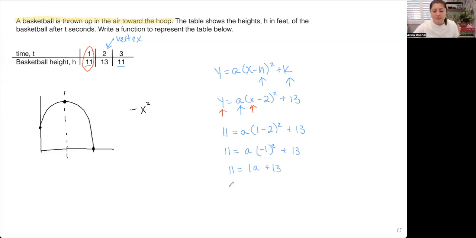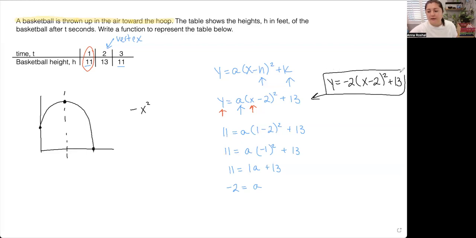I'm going to subtract 13 from both sides and get negative 2 equals 1a, or a. So now we fall in line with that same idea that x squared has to be a negative number. Then I'm going to go back into the original equation and say y equals negative 2, x minus 2, squared, plus 13. And this is my equation of this quadratic function.